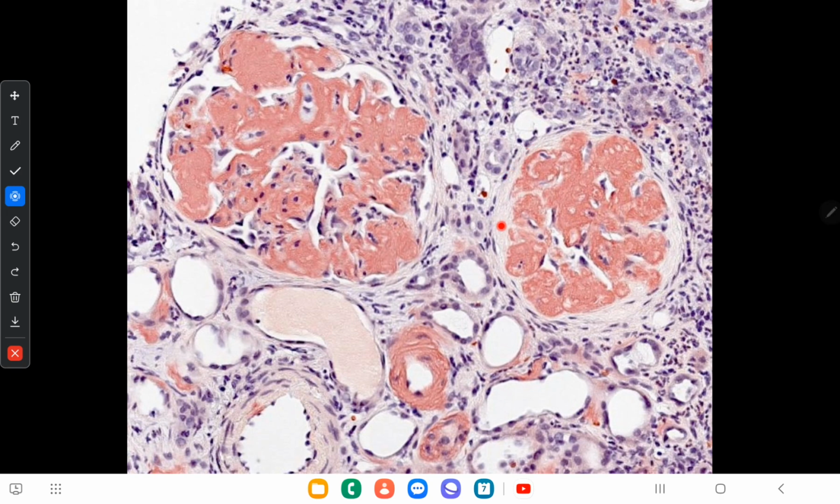Here is a microscopic view of a kidney in which amyloid has been deposited. A special stain called Congo red stain has been used in this histological section. With Congo red stain, the amyloid protein shows a salmon pink or light orange color appearance.